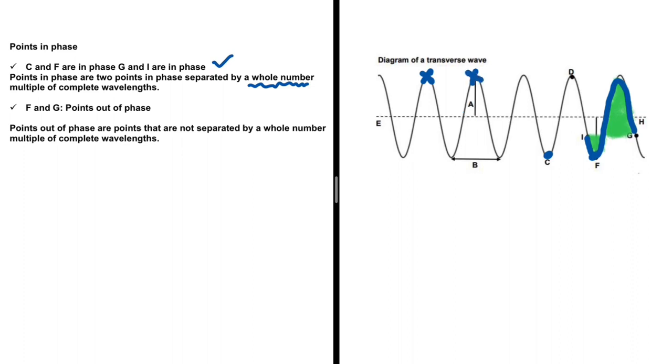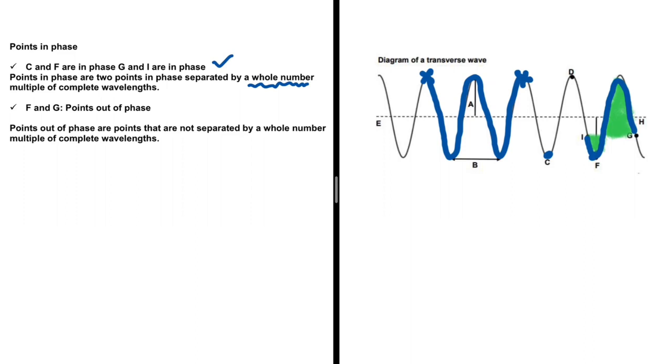But these 2 points, they are in phase. Why am I saying that they're in phase? They're in phase because we have one complete wavelength in between them. So we can say that they're in phase. If we move that point and put it here, then the 2 points would still be in phase because now we have 2 wavelengths in between them, and that's a whole number multiple. So that's how it goes. If there's a whole number multiple of complete wavelengths between 2 points, then they are in phase. If that condition is not met, then they're out of phase.